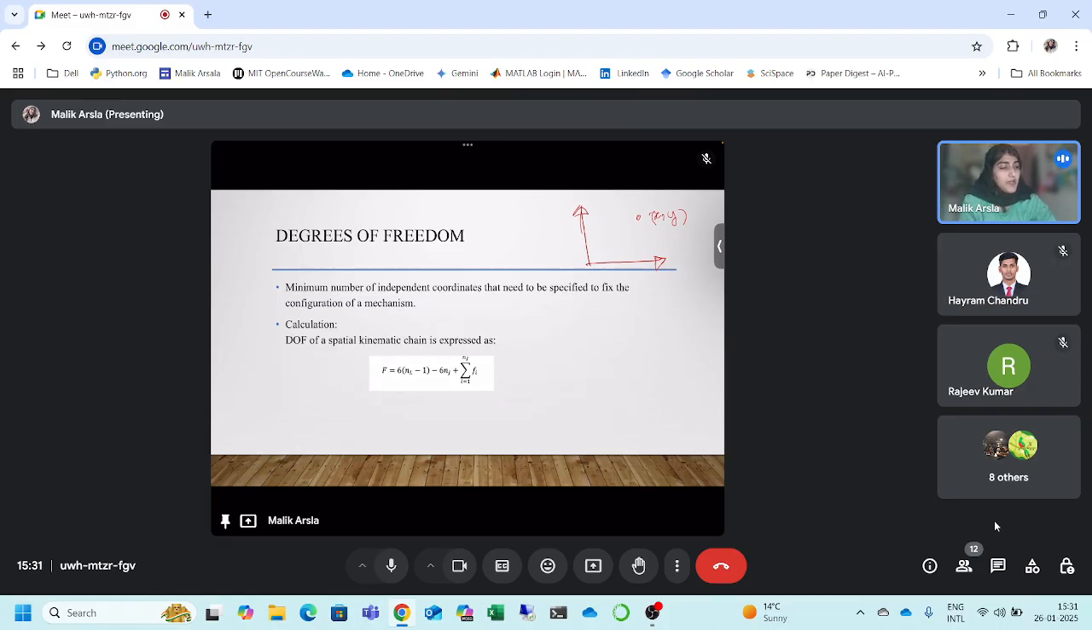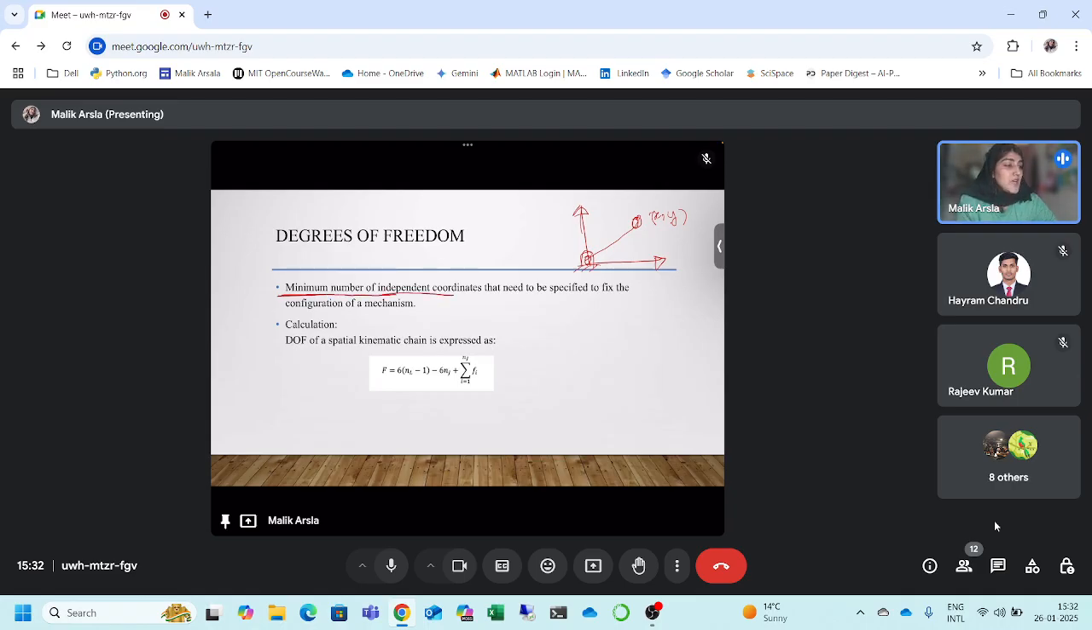But in the context of mechanisms and machines, it is the number of independent coordinates that we need to specify for the configuration of a mechanism. For example, I take this example of a hinge. We have a fixed link and it is connected to one more link. Now, to decide the position or configuration of this mechanism in this plane at any moment of time, we would want x and y, right? But here, this term is important. It is the minimum number of independent coordinates.